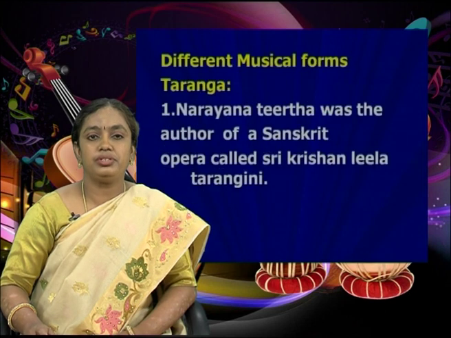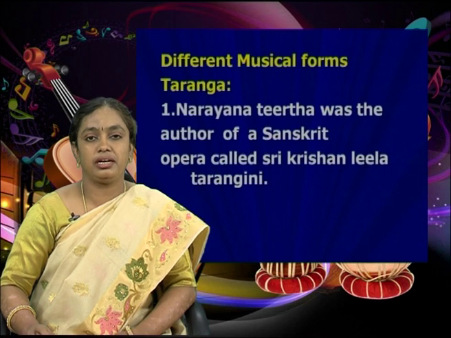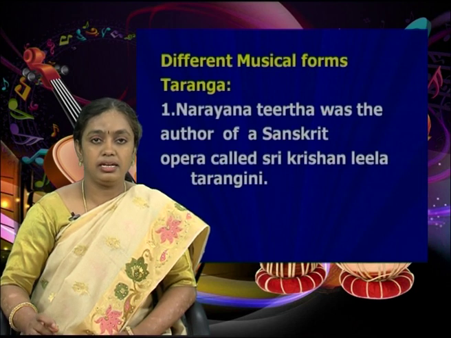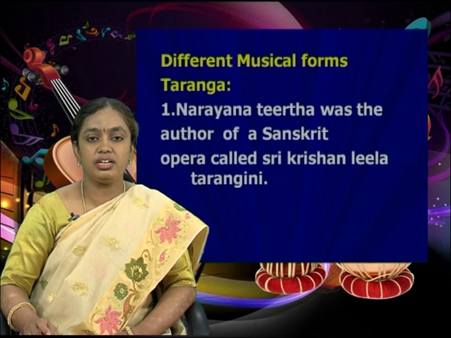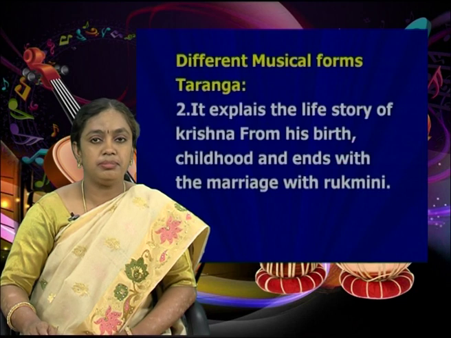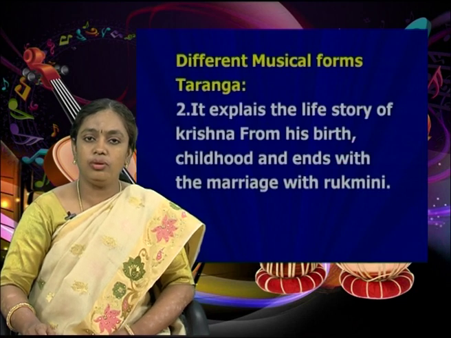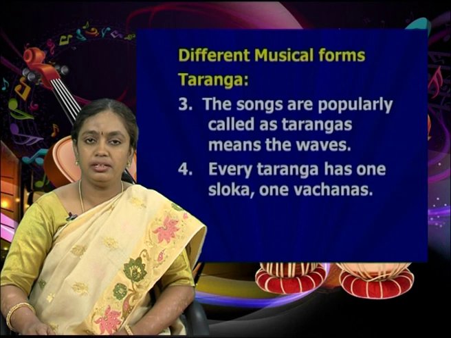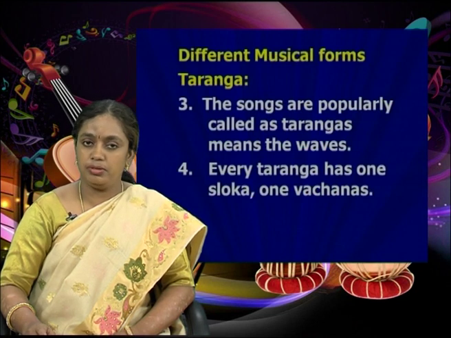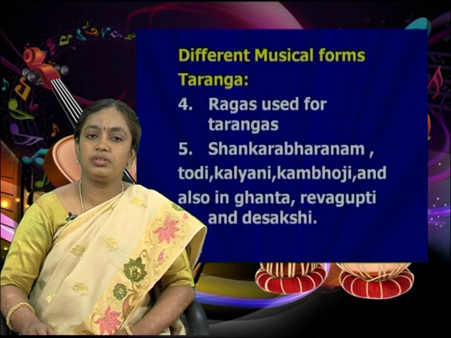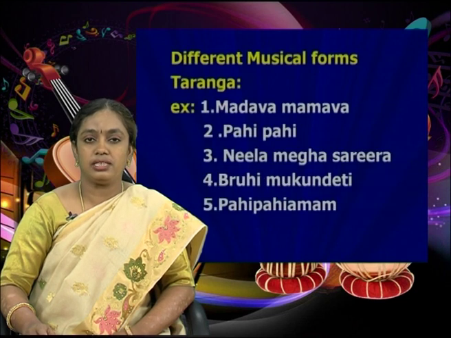Now we are moving to the different musical forms of South Indian Carnatic music, and the chapter is Taranga. The composer Narayana Tirtha was the author of a Sanskrit opera called Sri Krishna Leela Tarangini, which explains the life story of Krishna from his birth and childhood and ends with his marriage with Rukmini. The songs are popularly called Tarangas, that means the waves. Every Taranga has one sloka and vachanas before the song, and the ragas regularly used for Tarangas are Shankarabharanam, Todi, Kalyani, Kambhoji, and also Ghanta, Revagupti and Desakshi.